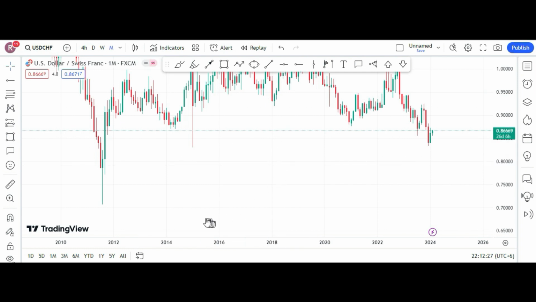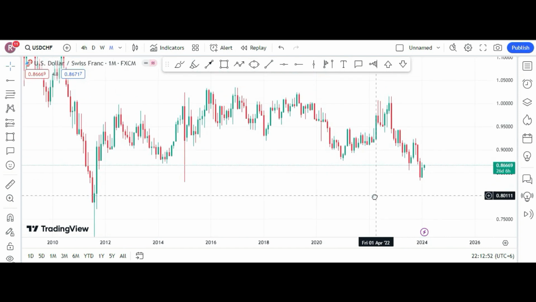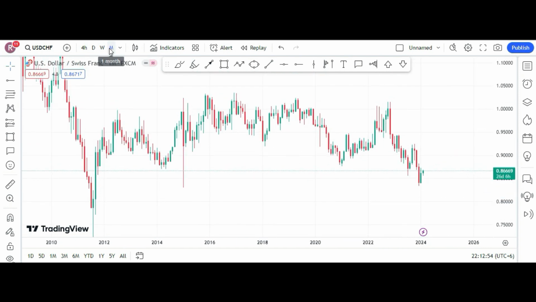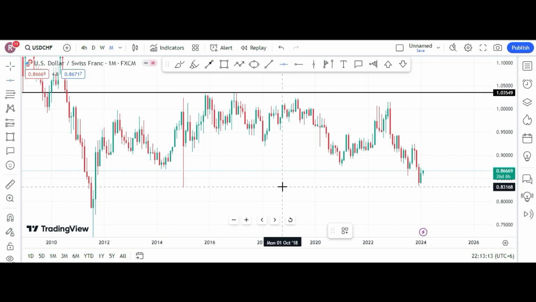USDCHF, and we are currently in the monthly time frame. The bigger range I have identified, as I have done previously, is this range, which I want to put in black because this is the biggest range I have at the moment.